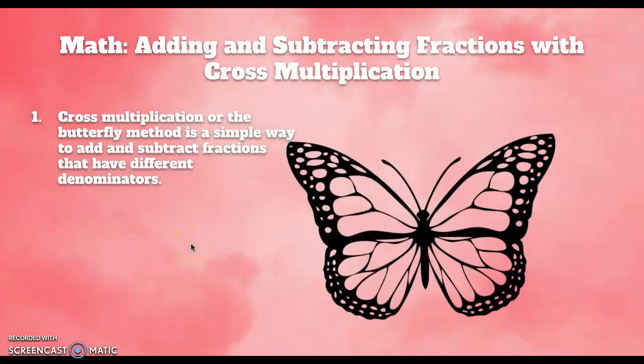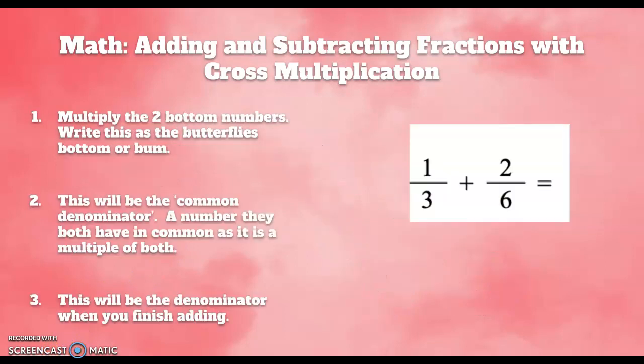All right, so today we're going to be talking about how to add and subtract fractions when they do not have the same bottom number. And we're going to use something called cross multiplication or the butterfly method. It's a really simple way to do it, and it's definitely an easy way to show you how to add and subtract fractions while we're online.